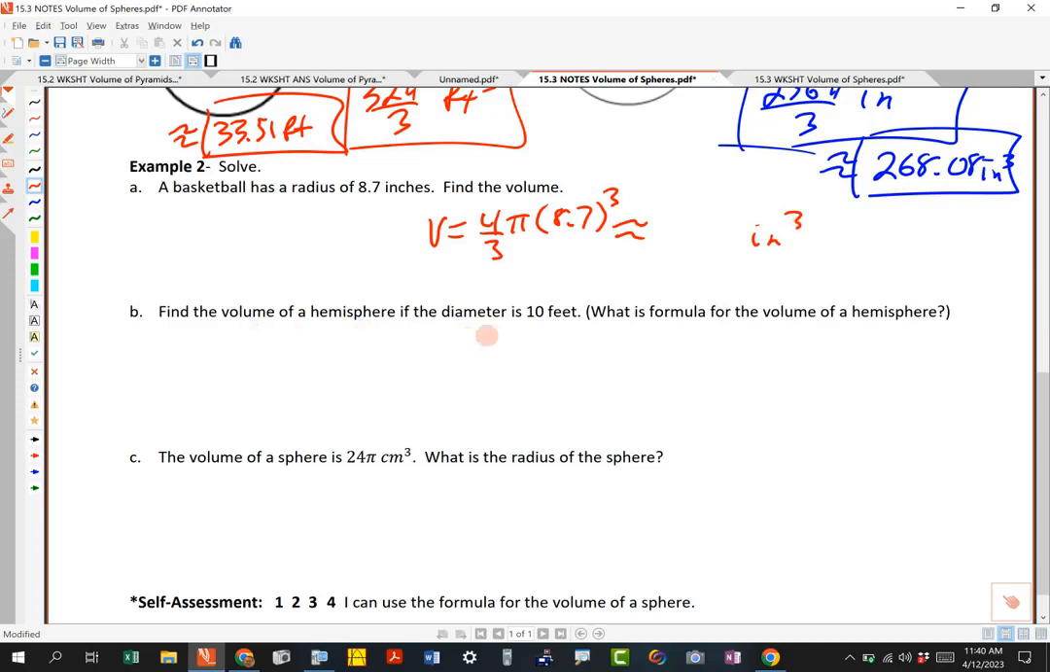Next one, hemisphere. Find the volume of a hemisphere if the diameter is 10 feet. So, Sai, what's the first thing we need to be careful of on this one? Very good. What's the radius here? 5 feet. Okay. Now, would you write down the formula you're going to use for a hemisphere? Somebody want to tell us what a hemisphere is? It's like a semicircle. It's a semi-sphere. A hemisphere is what fraction of a sphere? It's half a sphere.